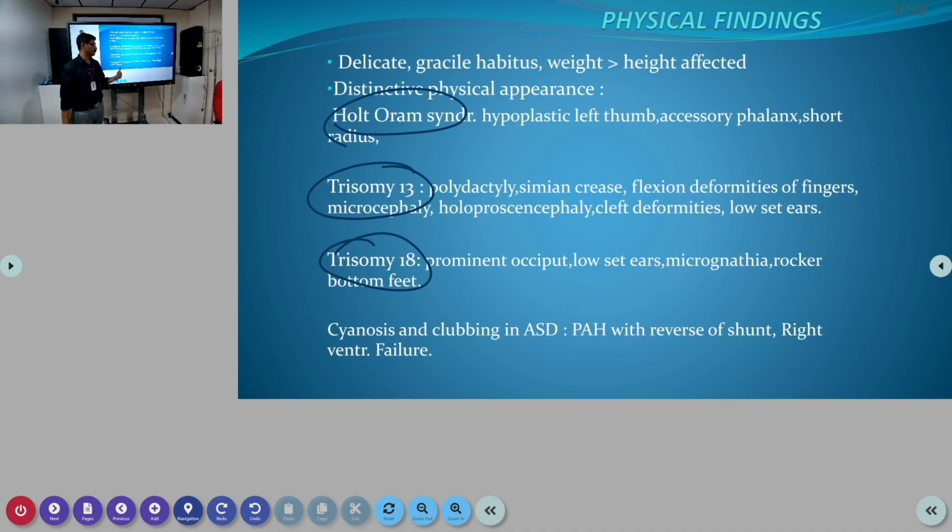Trisomy 18, you have prominent occiput, low set ears, micrognathia and rocker bottom feet. And if you see a case of ASD and the patient is having cyanosis and clubbing, that means most probably that ASD patient has gone into reversal of shunt. There is a flow of blood from the right atrium to the left atrium, and that patient has developed Eisenmenger syndrome. Okay.